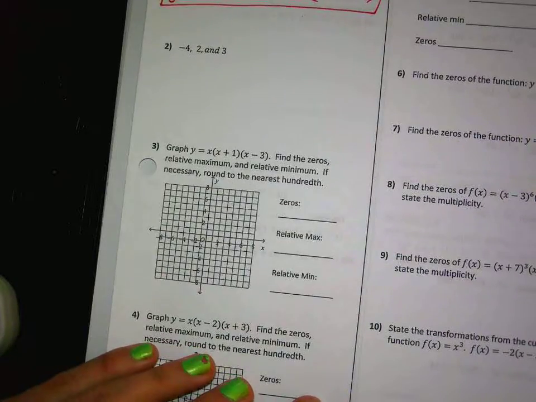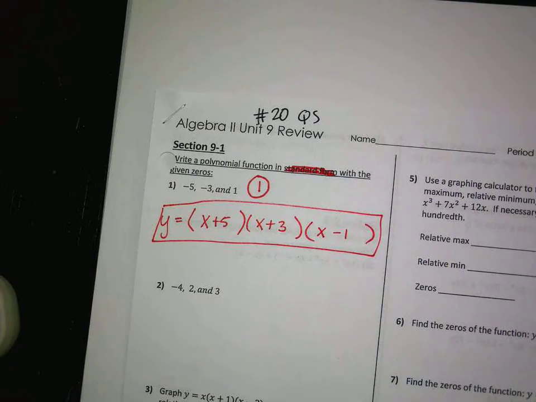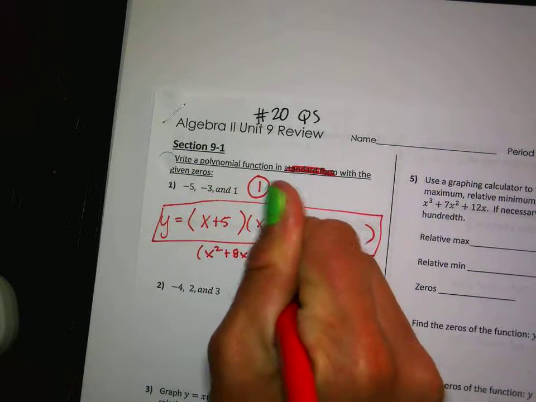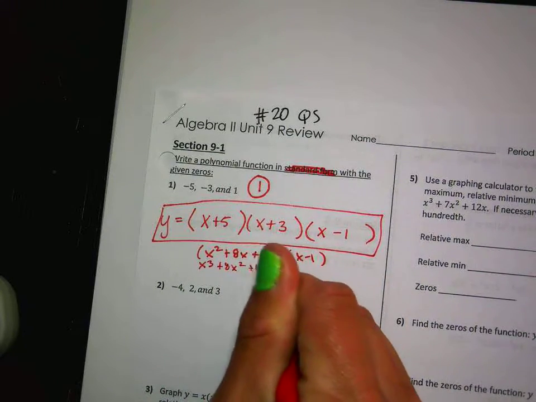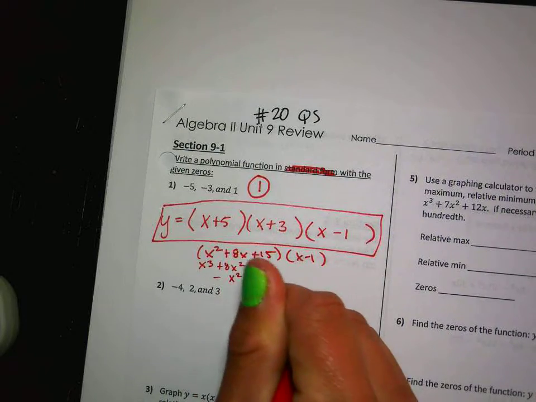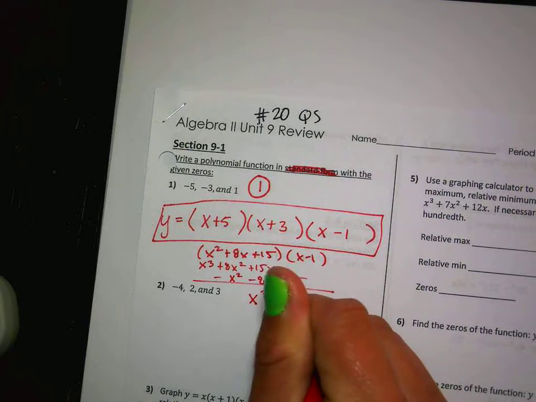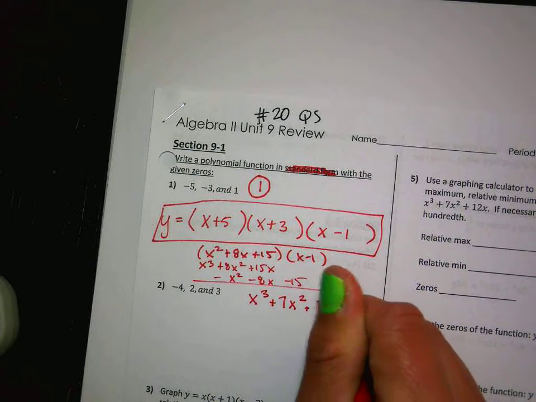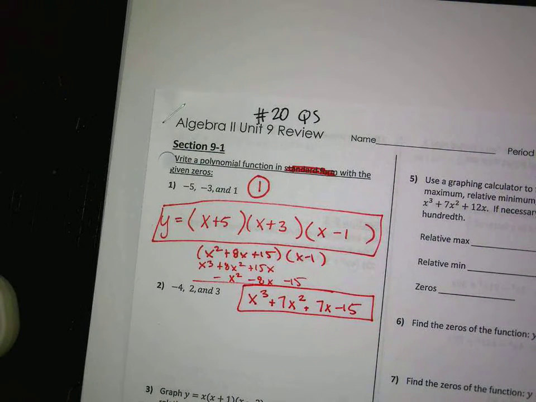All right. Any questions on the first one? Like in standard? Let's see. X squared plus 8x plus 15. Like everything combined in? Yeah. So in standard form, it would be x cubed plus 7x squared plus 7x minus 15. Is that what y'all got? If you did it in standard form.